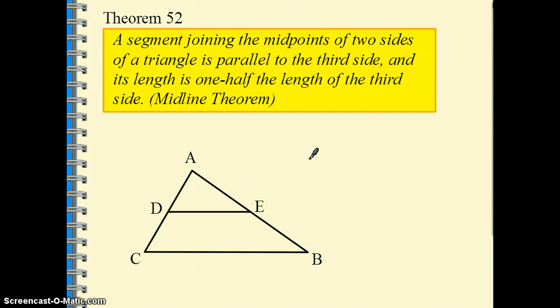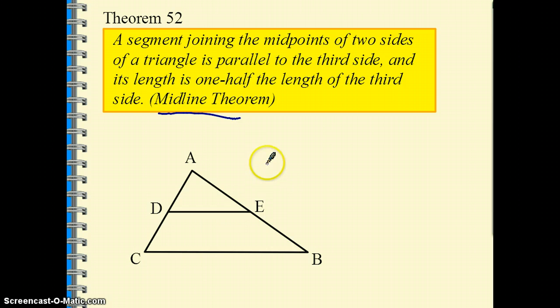It says a segment joining the midpoints of two sides of a triangle is parallel to the third side, and its length is 1/2 the length of the third side. Okay, so a lot of stuff going on here in this theorem. And we give this theorem a title. We call it the midline theorem.